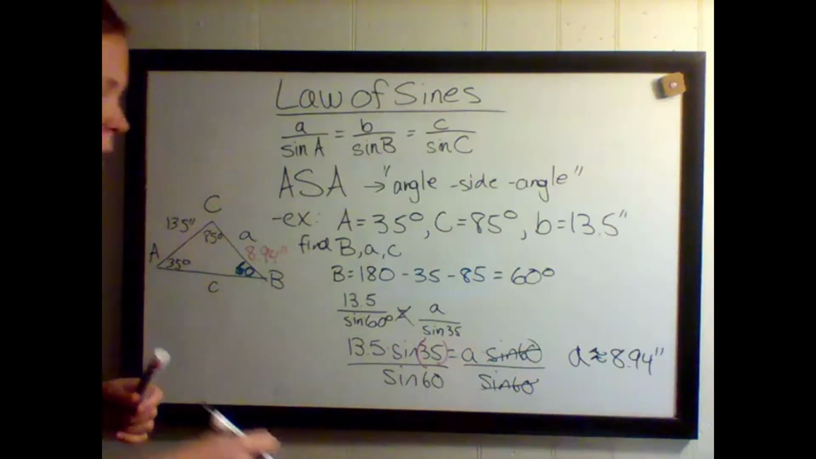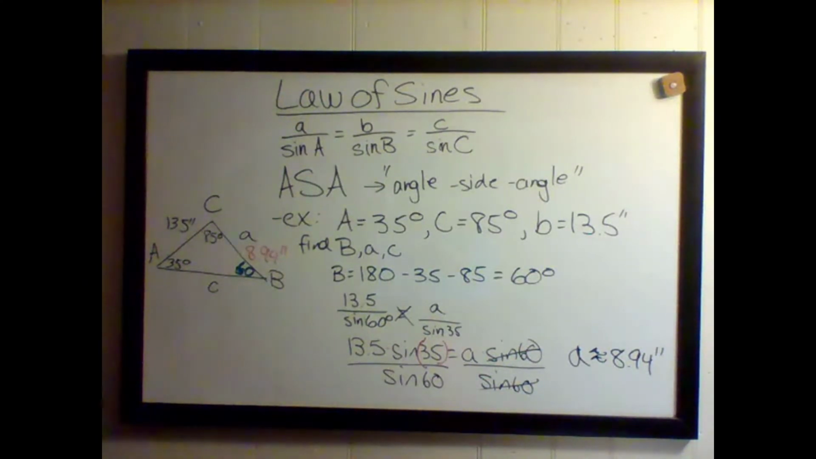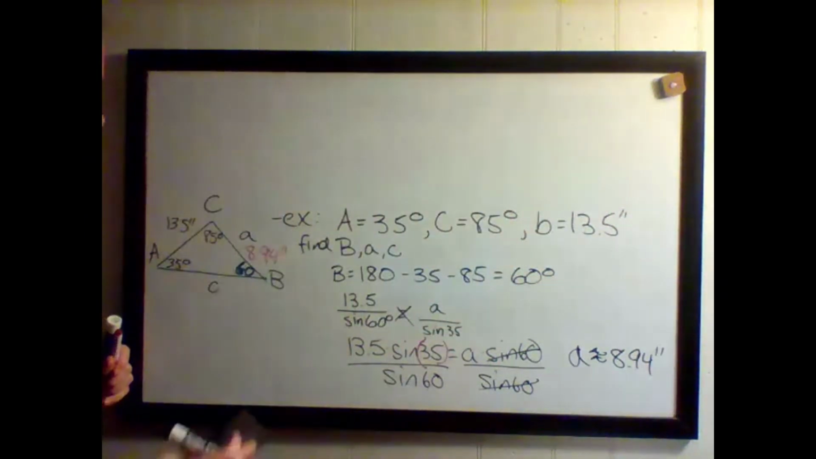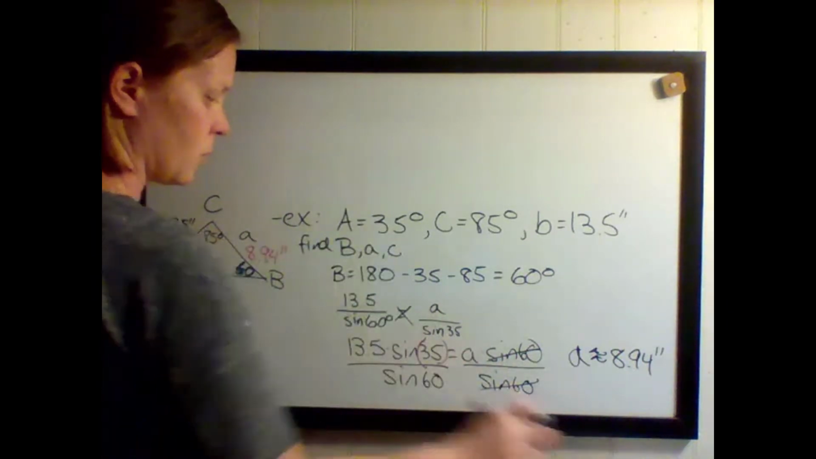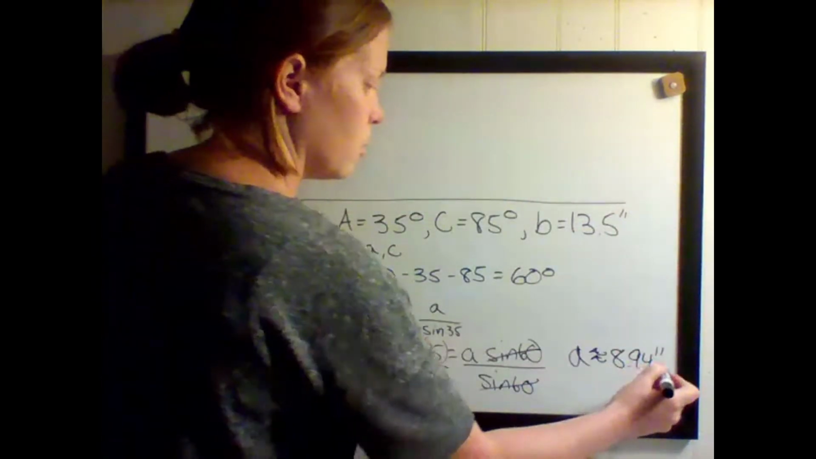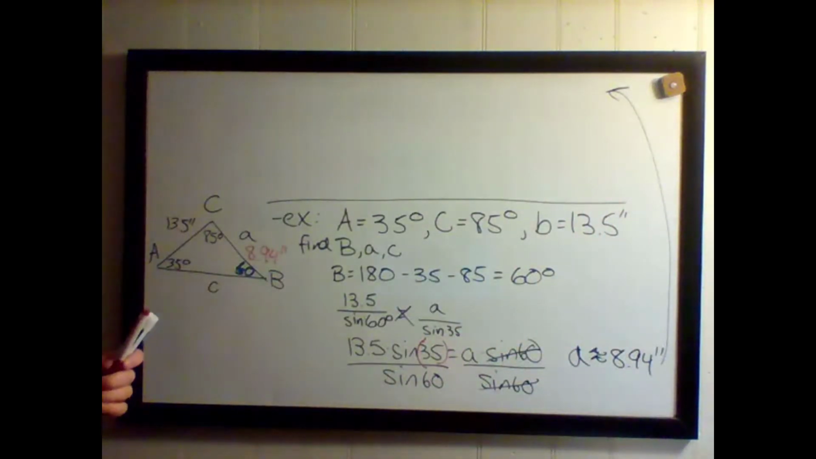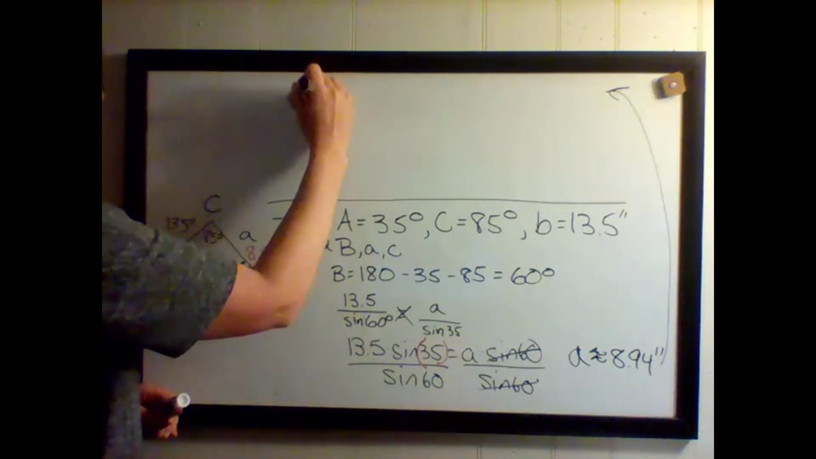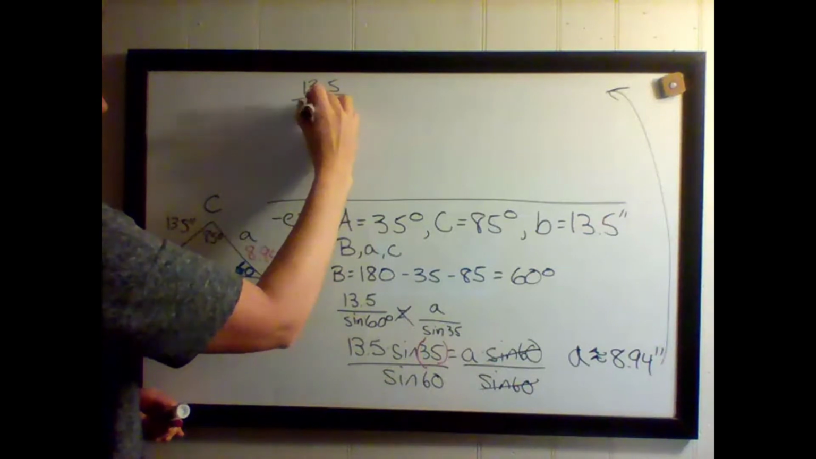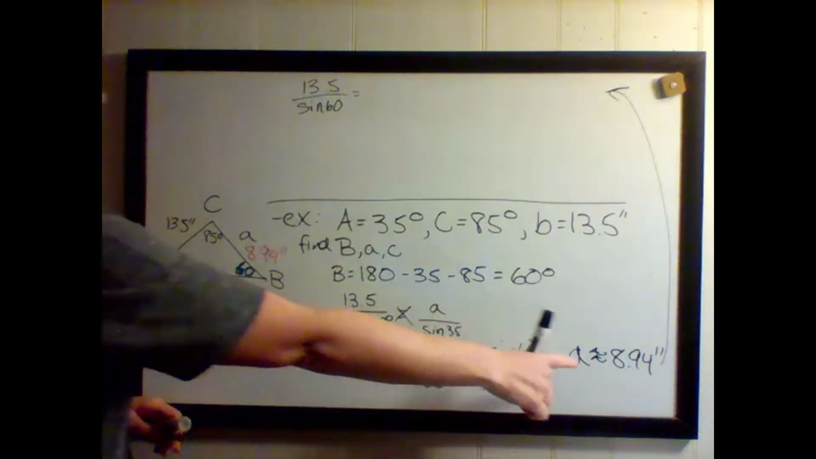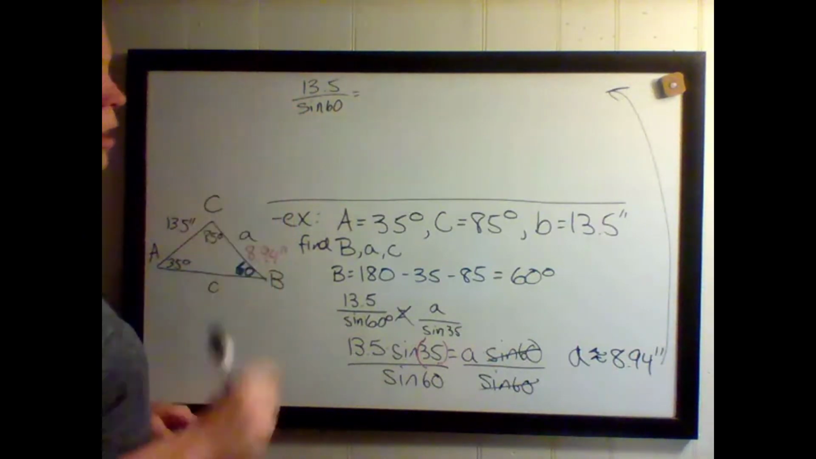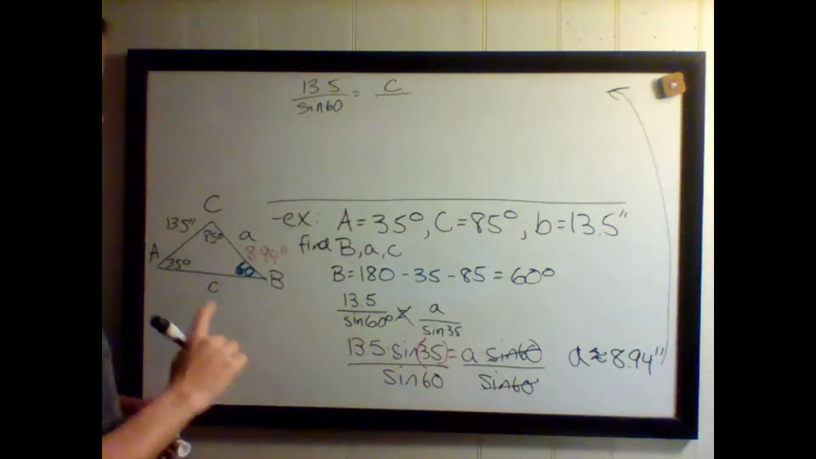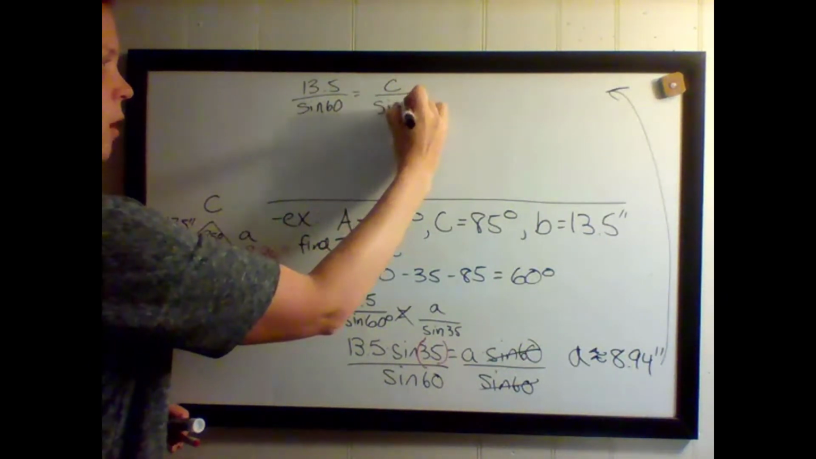Okay, so now let's find side C. Looks like I'm going to have to do a little erasing. I'll keep this up. Now to do the C ratio. Now I know A and B, so I could use either of those. But let's just stick with the 13.5 over sine of 60, since my 8.94 is an approximation, so we might as well use the more accurate 13.5. So I know my B ratio. I want to know C. So I'm going to put C over sine 85.